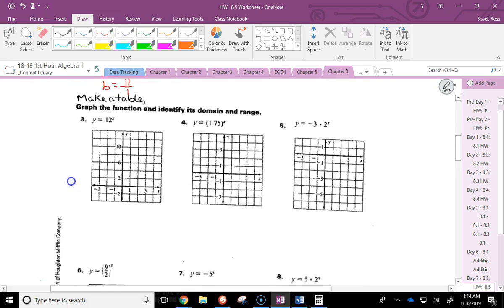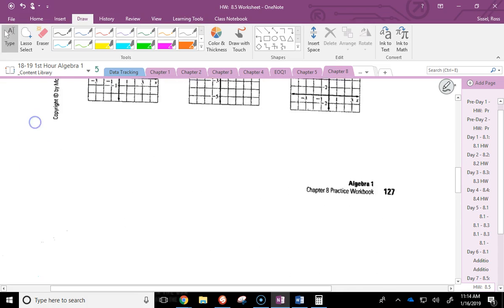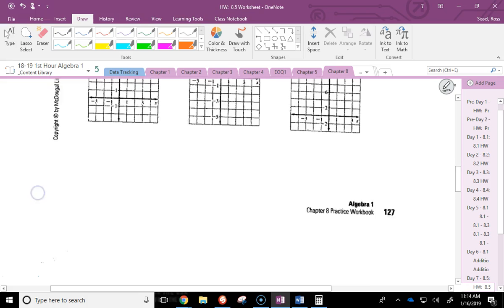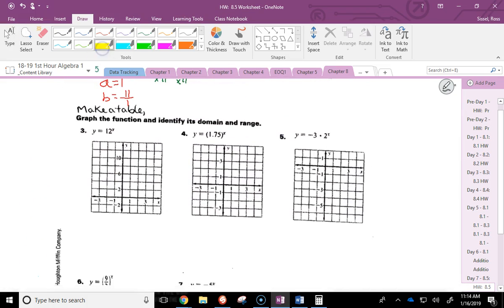On 3 through, I think just 8. Right. 3 through 8. Identifying your domain and your range. So you're going to make a table. Graph the function.